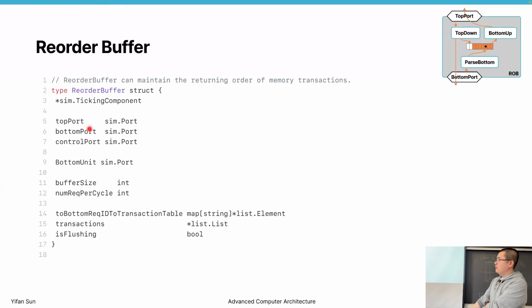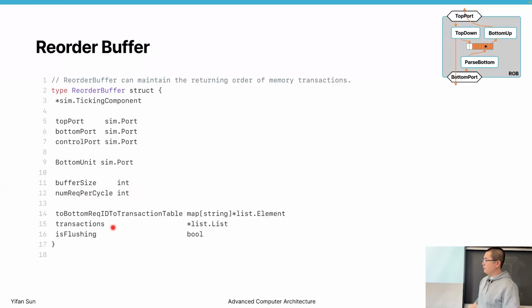So for example, the bottom port should be a remote port, right? It should be a remote port, but we still use the old way. So this is something that we haven't changed yet. It has three ports, control ports. The control port is responsible for something like drain, reset, pause, continue, some control signals. We don't consider it at this point. And there's a buffer size, number of requests per cycle, some configuration.